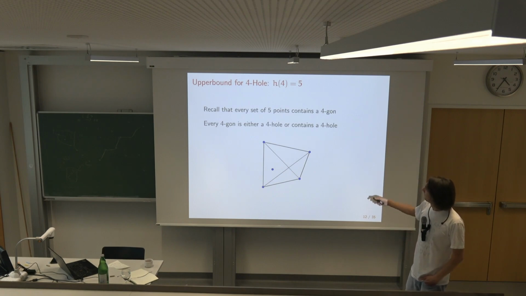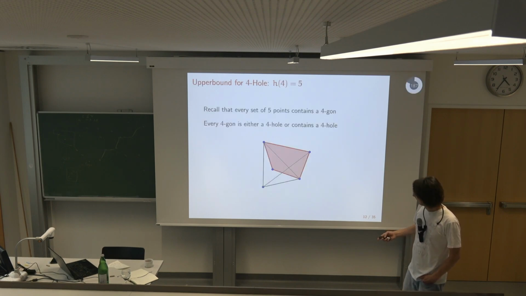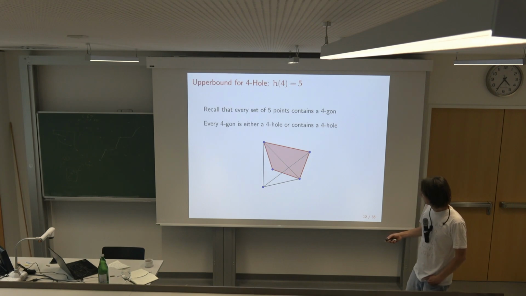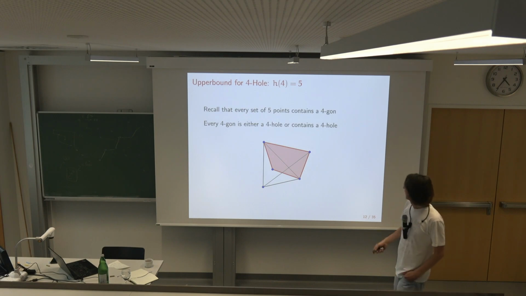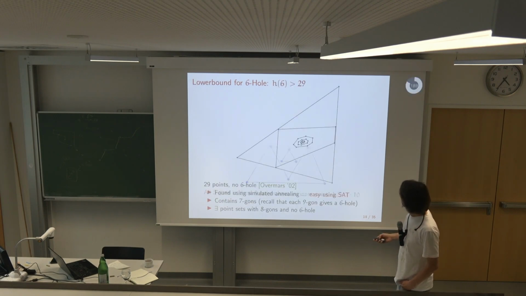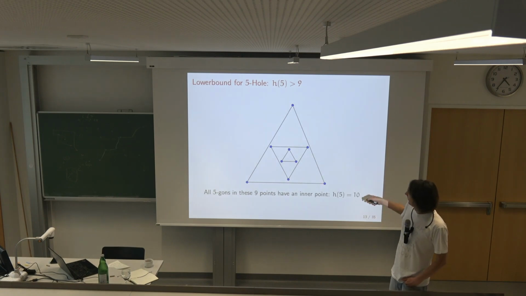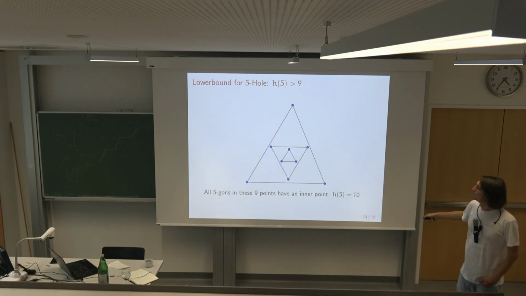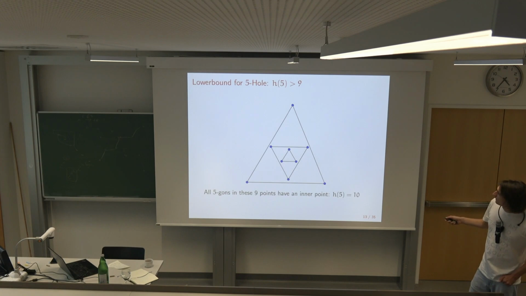Here we see again the 5 points, which do not give you a 4-hole. No, sorry, this is the proof. Sorry, just ignore what I said. The central thing is that this looks nice still. Yeah, you see here, you can verify as a human that this is 9 points with no 5-hole, yeah, and actually it's collinear.